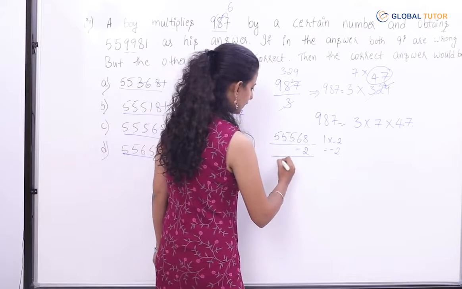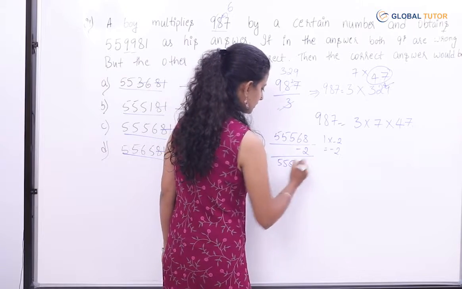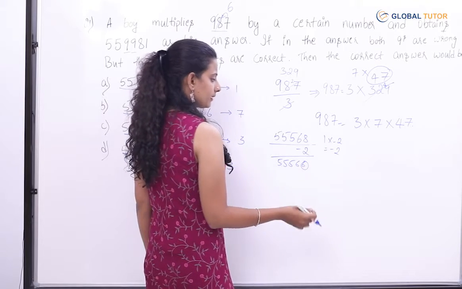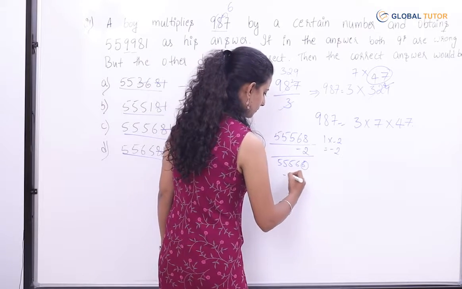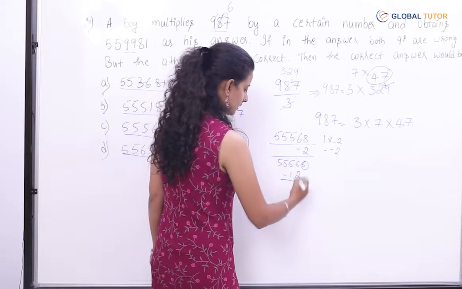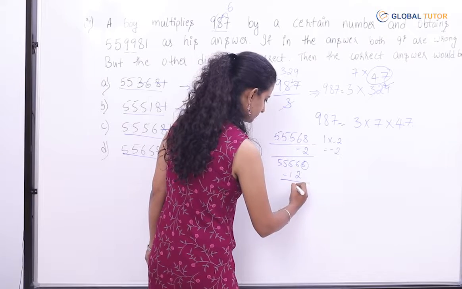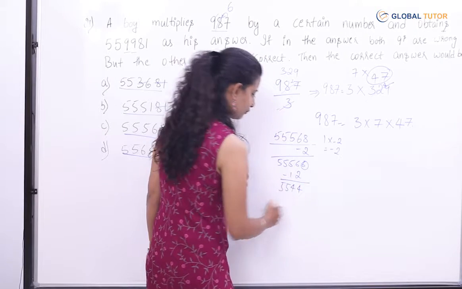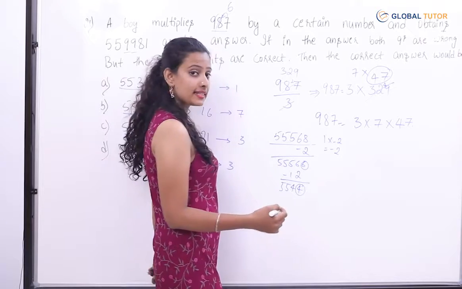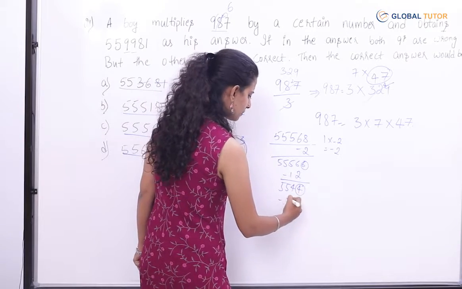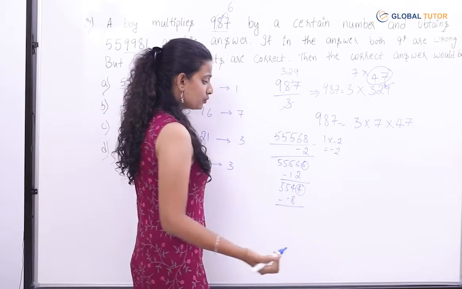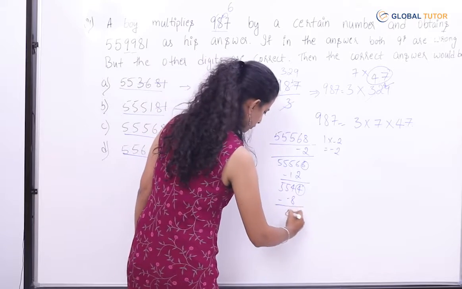So this is 55566. Now take the last digit 6. 6 into -2 is -12. So subtract 12 from 5556. So this is 5544. Take the last digit. 4 into -2 is -8. -8 you remove it from 554. So when you remove 8 from 554, it is 546.